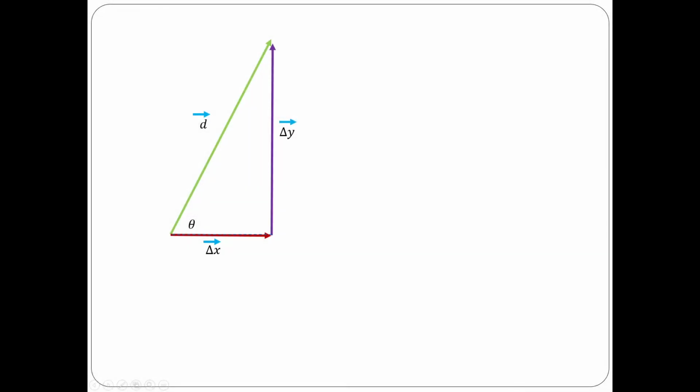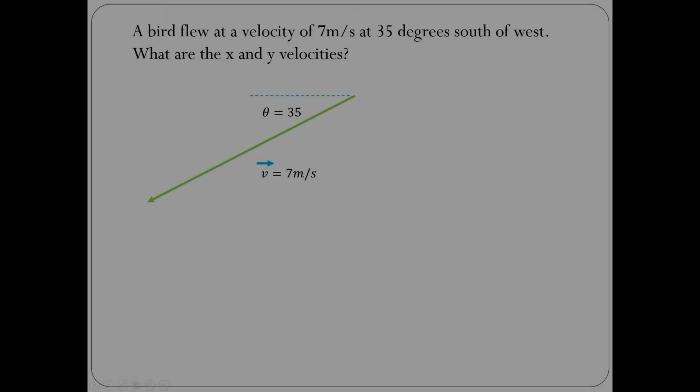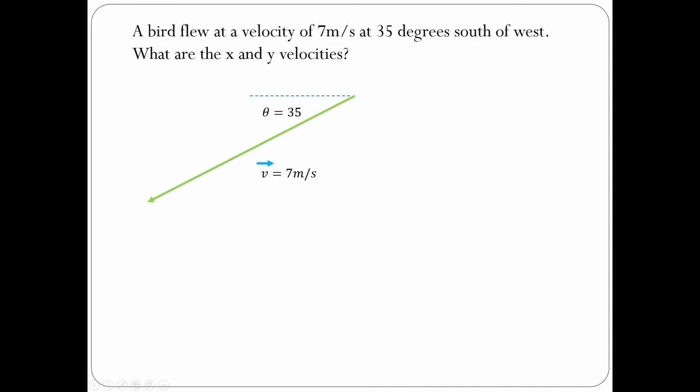Finding component vectors is not exclusive to displacement. This also works for velocity if the object is moving in 2 dimensions. We can find the velocity in the x direction and y direction as long as we know the velocity v and an angle. With that being said, try this one on your own.